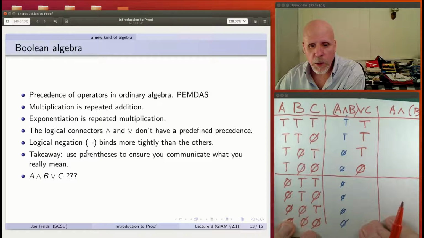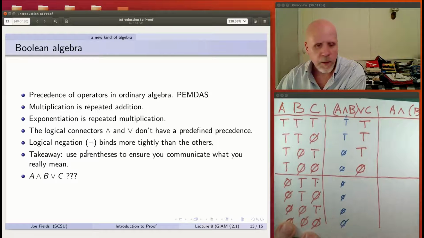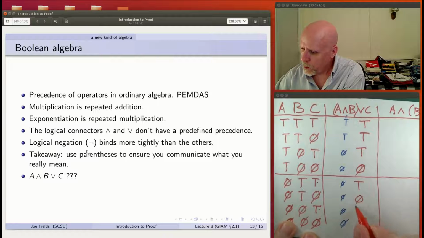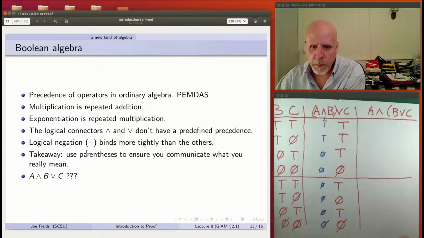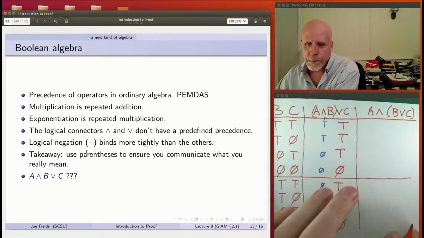And where else is it going to be true? You can probably see them. They're down here and here. That's row 5 and row 7. So true, false, true, false. Yep. Let's play that same thing with the A and B or C.